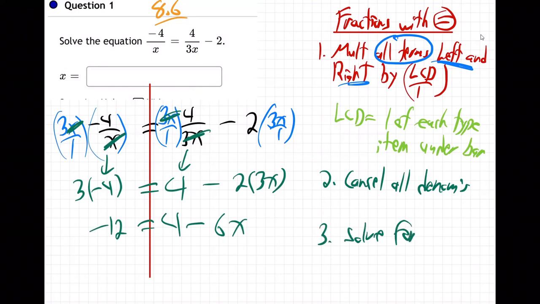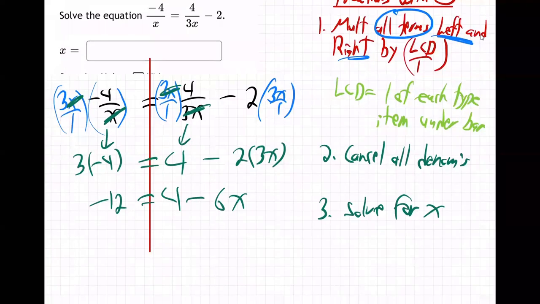Now that you got rid of all the fractions, it's a piece of cake. I don't know, piece of cake, but it's much easier now that the fractions are out of there. So now just solve for x. So that we subtract 4 from both sides. You know what I mean by solve for x, right?